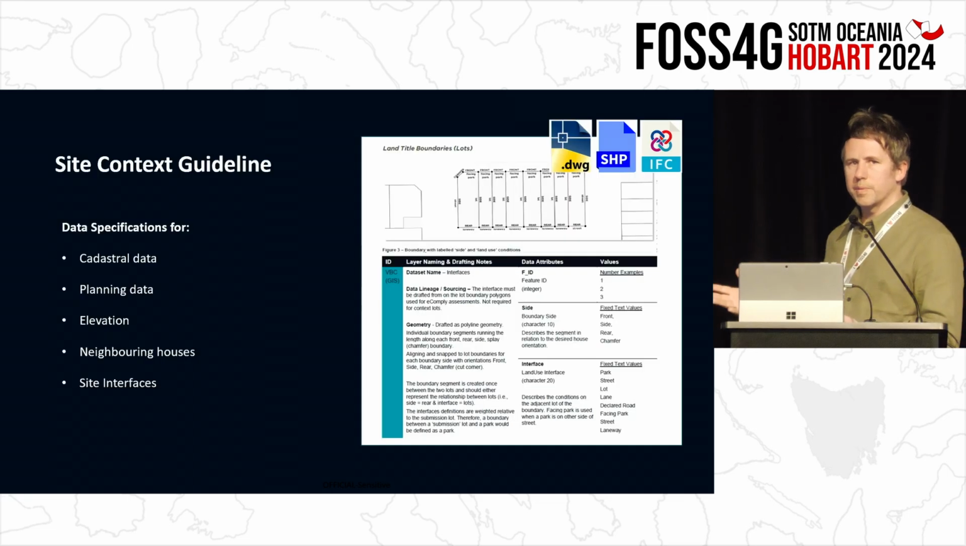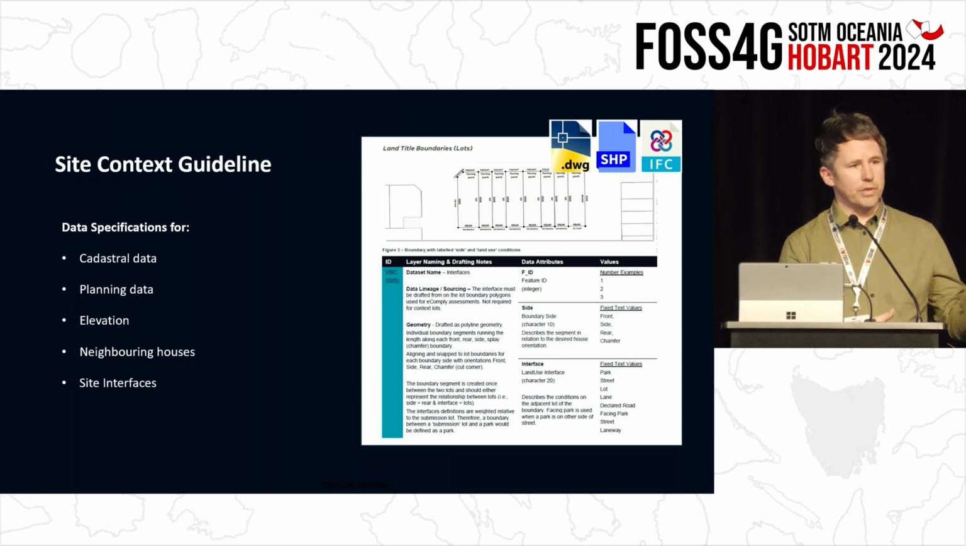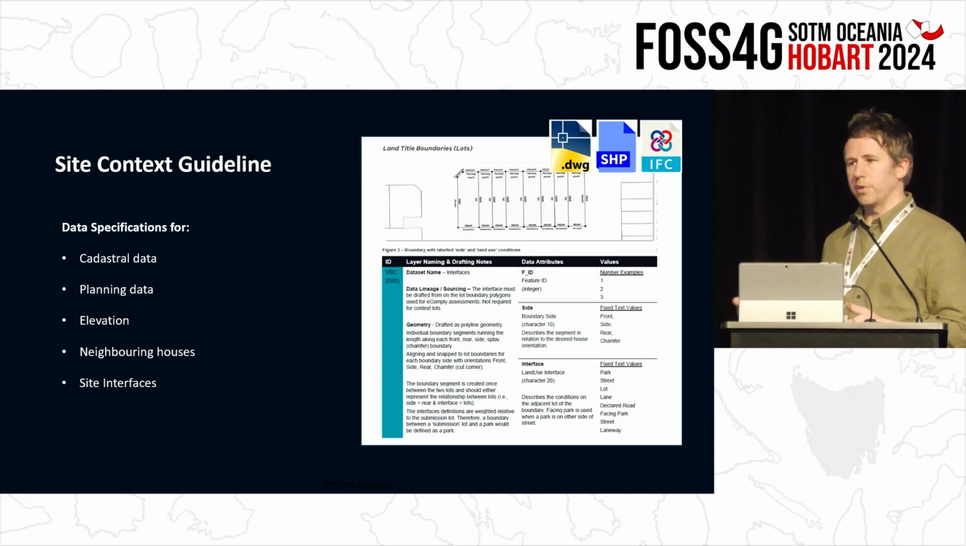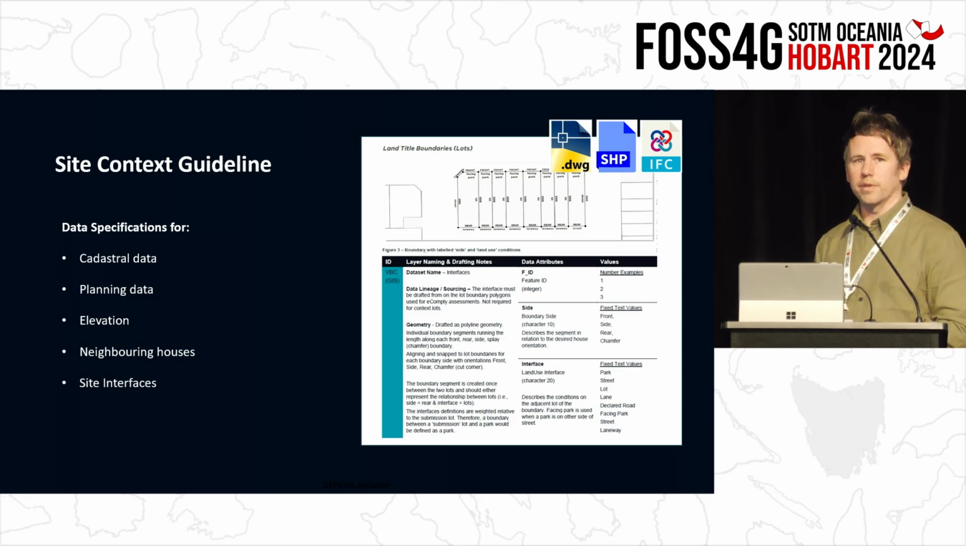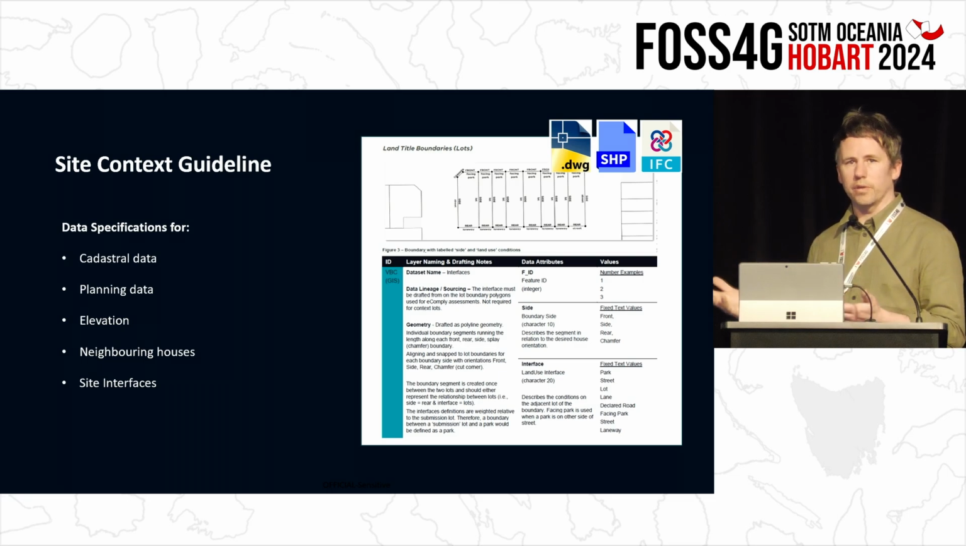The second specification is our site context guideline. This is the one where surveyors, after they do their feature survey of the cadastral boundaries, can provide the data in a specific format, not too dissimilar from the way that they provide ASPEC data, which they can hand across to build the digital twin. In this case, we're looking at the cadastral boundaries, but it also includes the planning information, like what particular restrictions or covenants are on the site, elevation, neighbouring houses, and what the land use interfaces around the lot are.